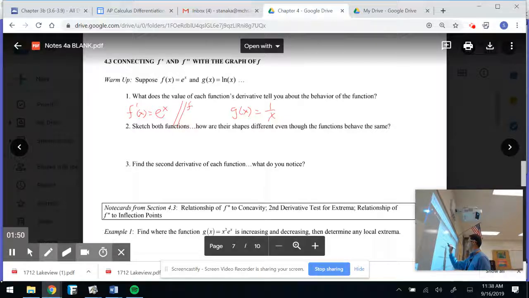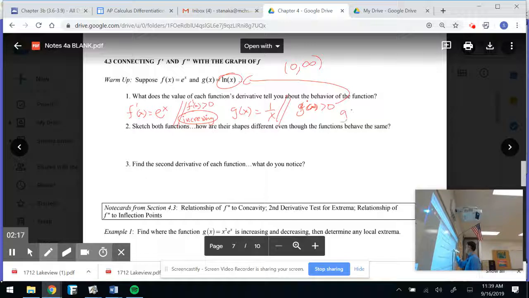Now, hopefully you said this, that for f prime of x being equal to e to the x, that f prime of x is always greater than 0, right, class? And if it's always greater than 0, then that means the original graph will be increasing. f would be increasing over that entire domain. In terms of 1 over x, g prime of x will also be greater than 0 over the domain. And remember, it was a natural log. And remember, the domain of a natural log is from 0 to infinity. So that would mean g of x, the original one, would be increasing over the entire domain as well.